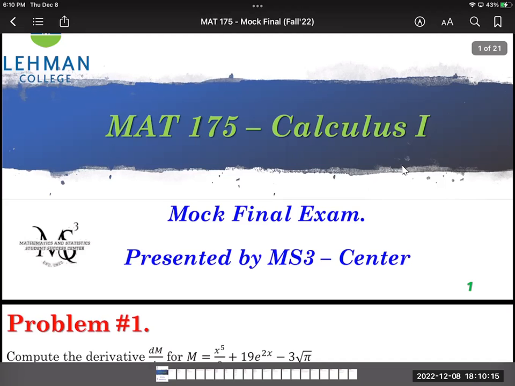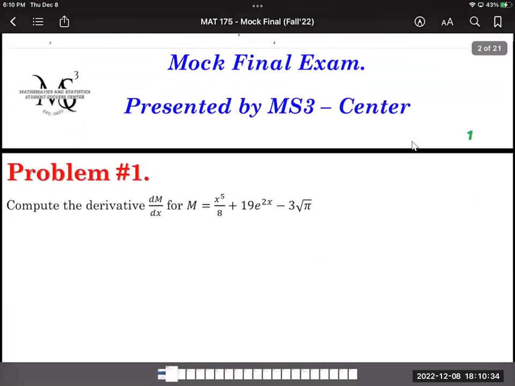So anyways, I'm going to go through this mock exam. If you have any questions as I go through them, please let me know. What I'll do is pause, at least a one minute pause, where you can take a screenshot of the problems if you need to. Okay. All right. So here's problem number one.